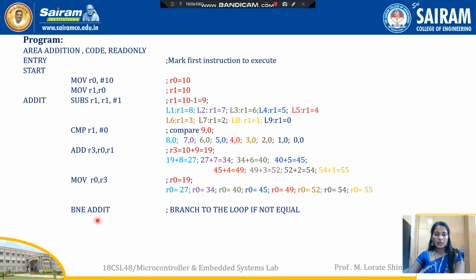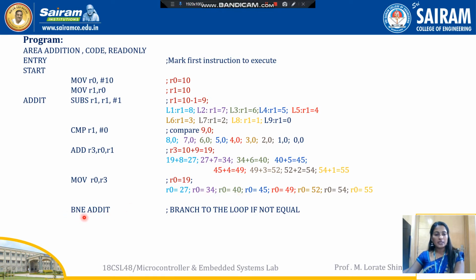The condition is still true. I will go back. So this time R1 is 6. 6 and 0 I am comparing. I am adding 6 and 34, the previous value of R0. This time the result is 40. The result is stored in R3 and moves to the R0 register. R0 register is 40 now.